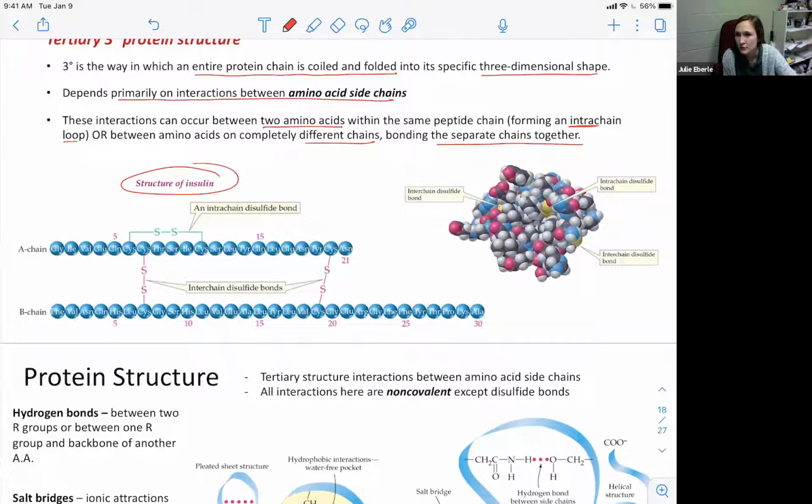Anybody know what insulin is useful for? What does insulin do? It breaks down your sugars. Do what? It helps keep a steady blood sugar. Regulates our blood sugar level, okay? Helps break down glycogen if we need a spike of glucose into our blood, okay?